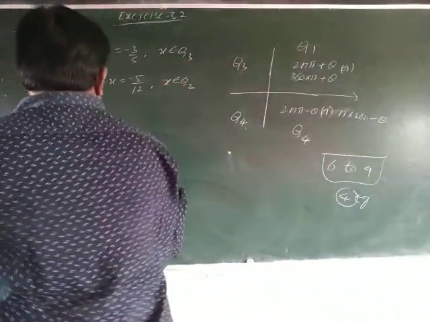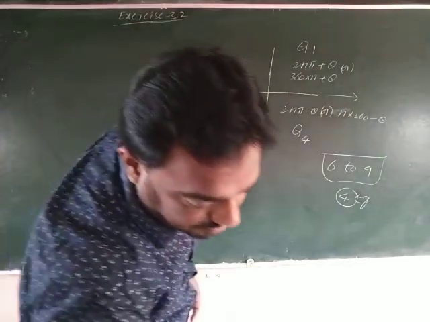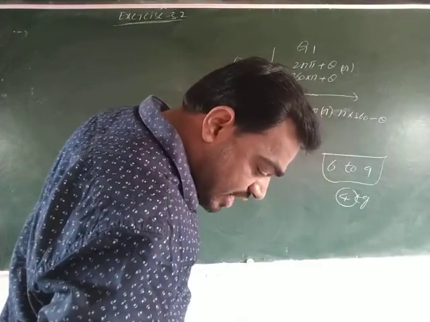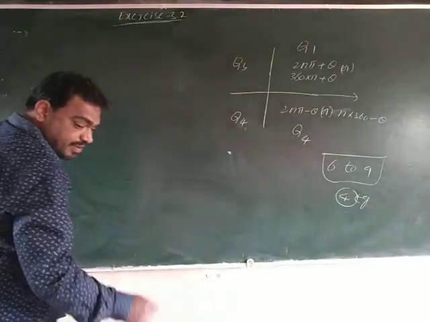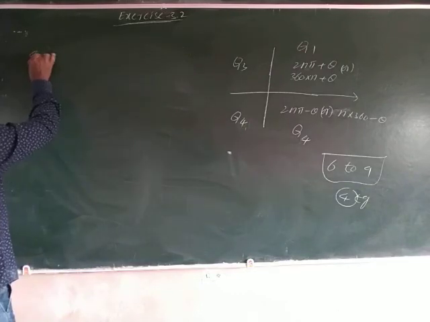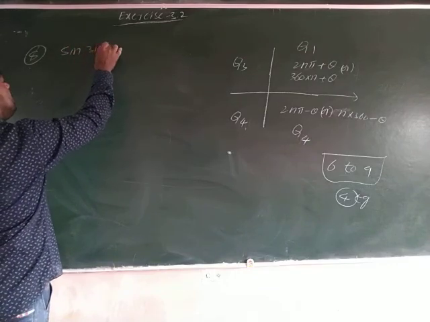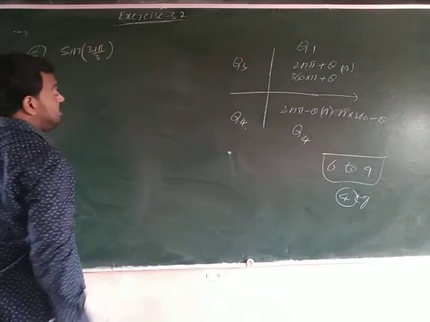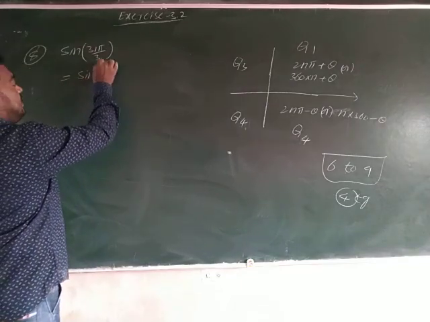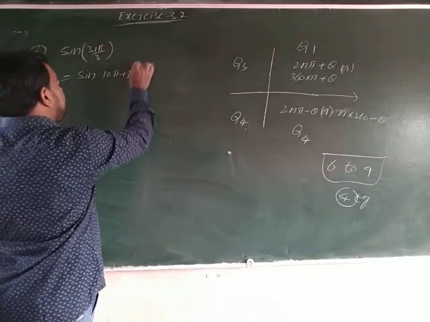Next, question number 8. Find the value of sine 31 pi by 3. This one is very easy. You see, sine of 10 times 30, so 10 pi plus pi by 3.